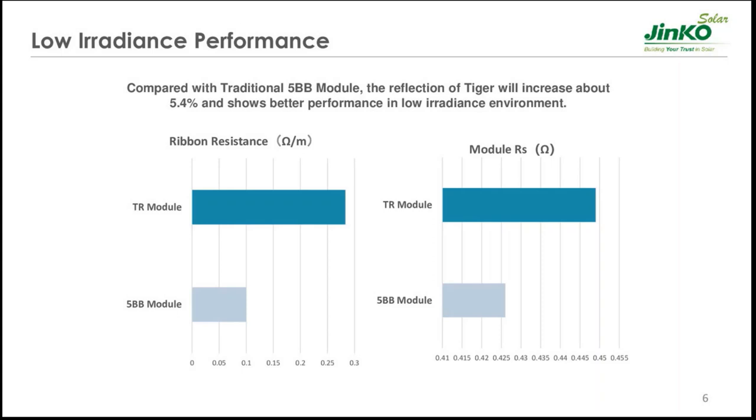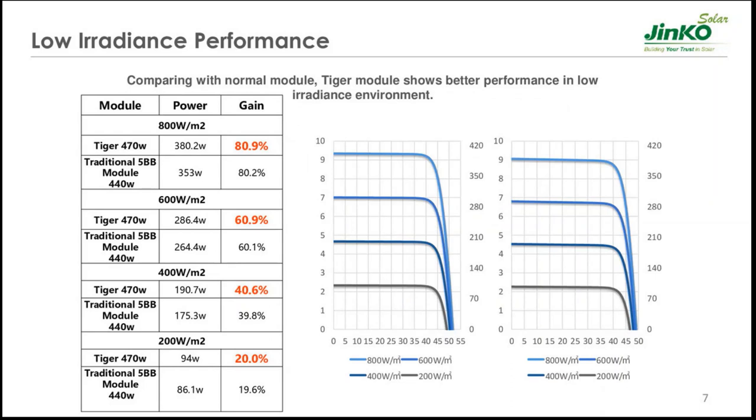If we check the model of the diodes inside of the module, we know that by increasing the reflection of the Tiger and also the module series resistance, as you can see in the graph here compared to the sheet of 5 bus bars, we know that we can increase our low irradiance performances. And checking in details the different conditions between sheet of 5 bus bars technology and Tiger technology, we can immediately realize where in every condition, between 200 watt per meter square, 400 watt per meter square, 600 and 800 watt per meter square, the Tiger technology is performing slightly better, around 1% more.